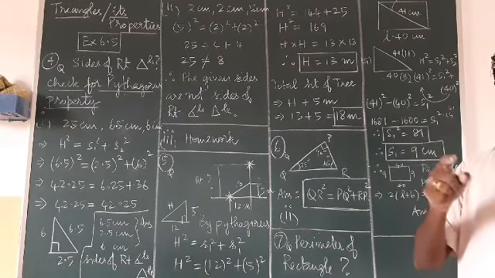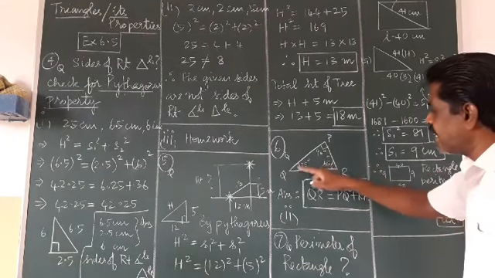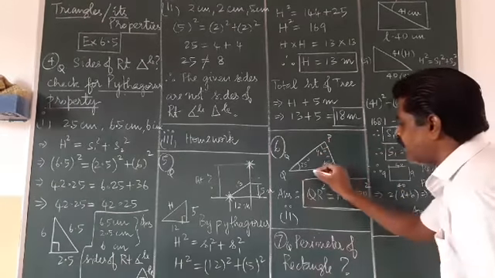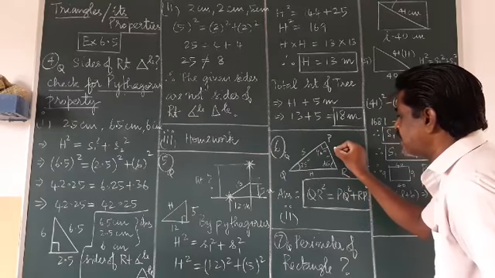Then which option is matching with this one? Your right angle is here, between QP and PR. Here it is a right angle. So this will be the hypotenuse. These will be the smaller sides.